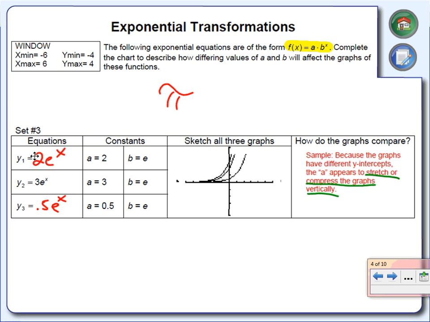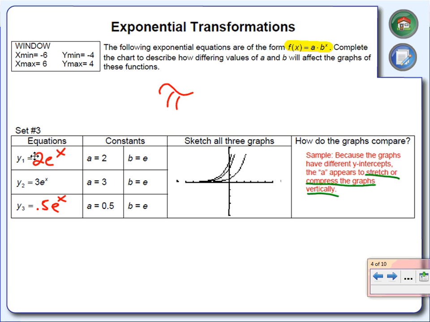Which two equations are the ones that are being stretched vertically, Samantha? Look over here. We talked about these transformations. Stretch it vertically, look here. To compress it vertically, look here. So again, Samantha, which two equations are being stretched vertically? Okay, that's one of them: y equals 2e to the x power, and that's right, 3e to the x power.